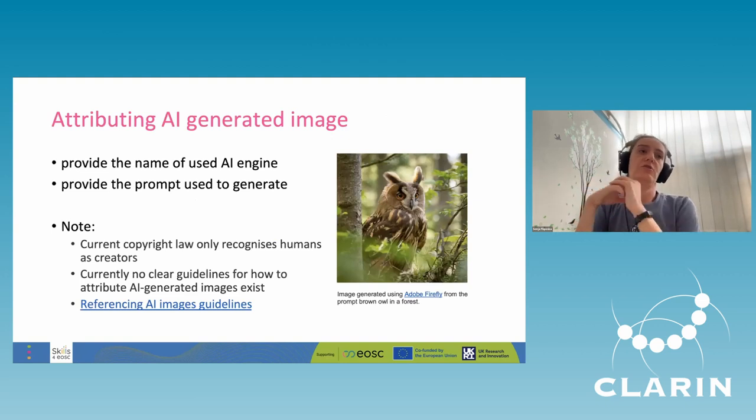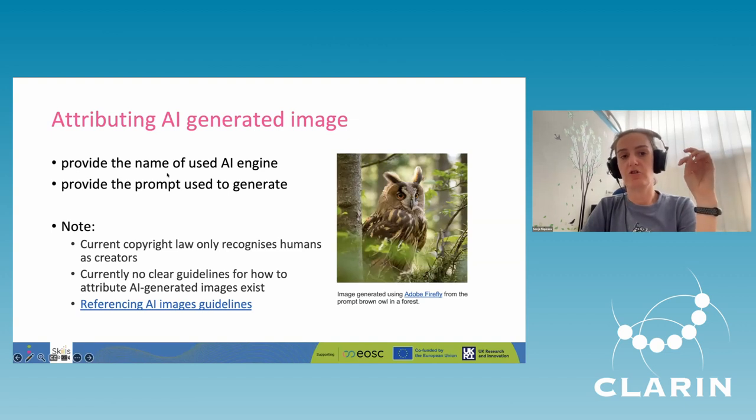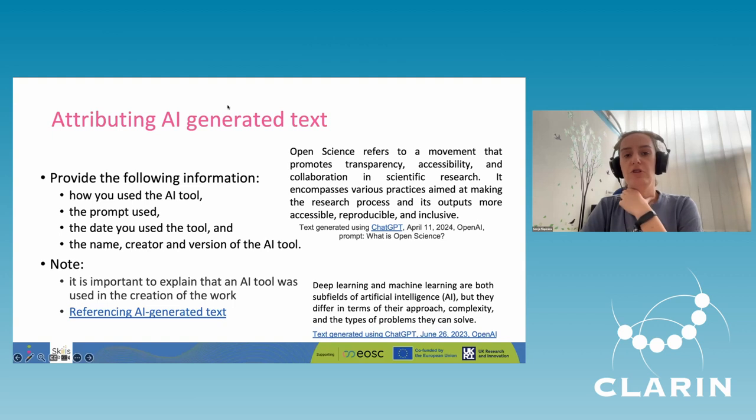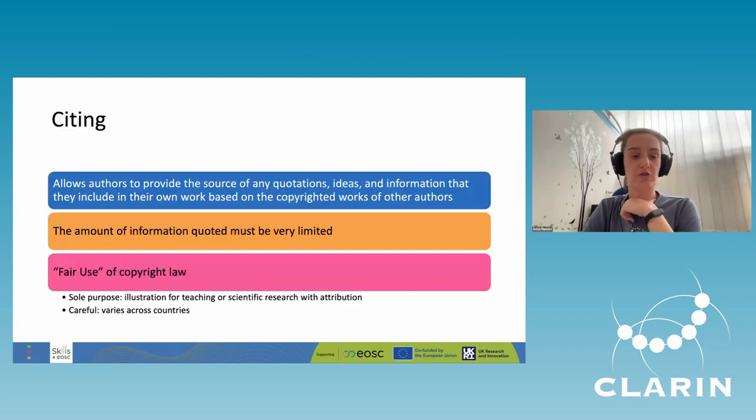The new thing about attribution and citing is that attribution is now also required for AI generated content. For example, if you have an AI generated image, it's best practice to provide attribution as in the example here. You need to provide the prompt and the name of the AI engine used. It's similar for AI generated text. You need to provide the tool that you used, the prompt that you used, the date when you used the tool, the name, the creator, and the version of the AI tool. So think about these things if you're using AI engines to create some of the learning content.